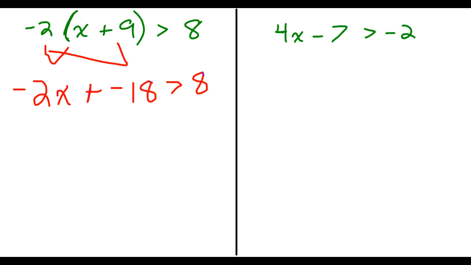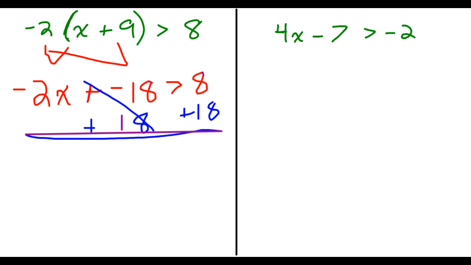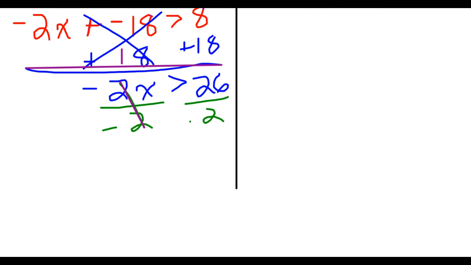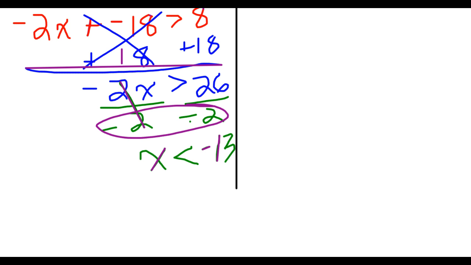Then we're going to add 18 to both sides, because adding 18 and adding negative 18 are inverse processes there. So then we have negative 2x is greater than 26. Then divide both sides by negative 2 and end up with x is less than, because this division is by a negative number, negative 13. On a number line, here's negative 13, open circle, less than.